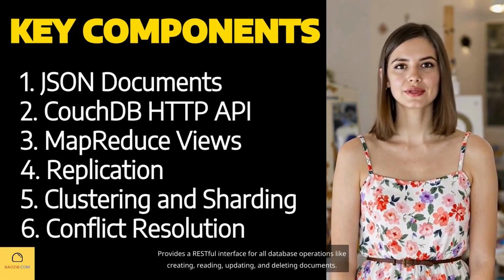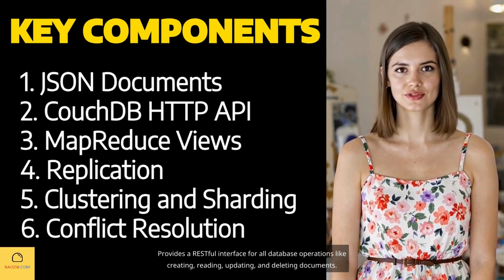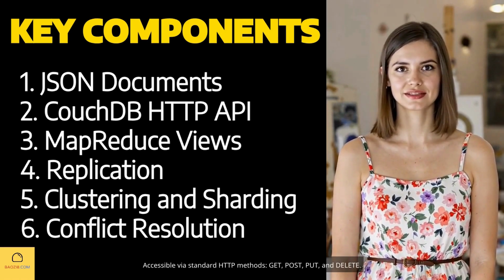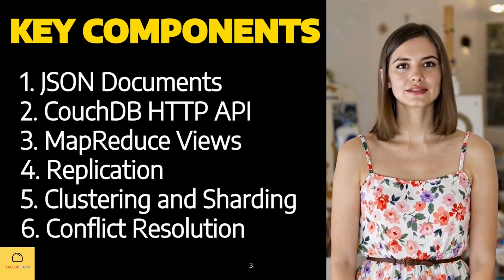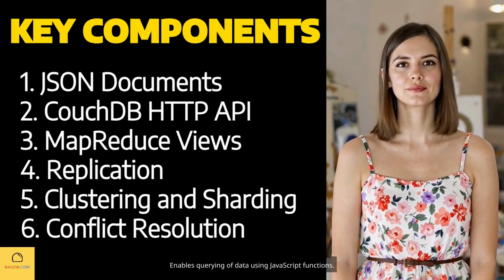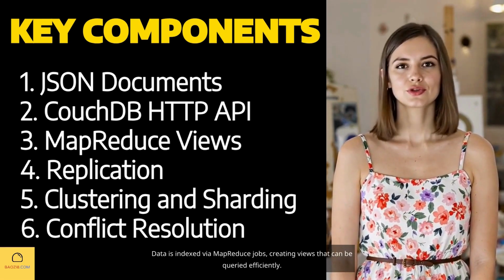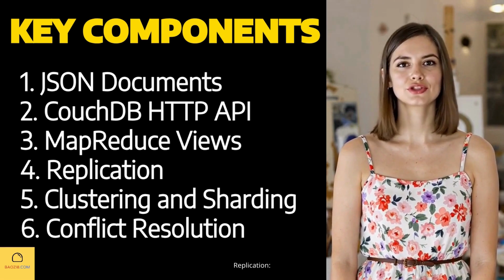2. CouchDB HTTP API. Provides a RESTful interface for all database operations like creating, reading, updating, and deleting documents. Accessible via standard HTTP methods, GET, POST, PUT, and DELETE. 3. MapReduce views. Enables querying of data using JavaScript functions. Data is indexed via MapReduce jobs, creating views that can be queried efficiently.